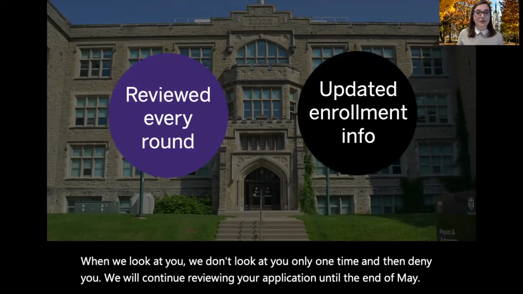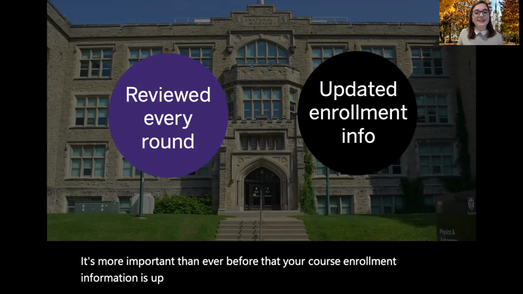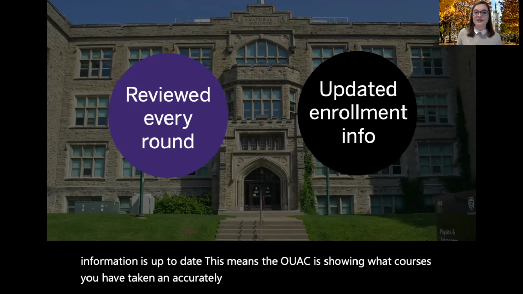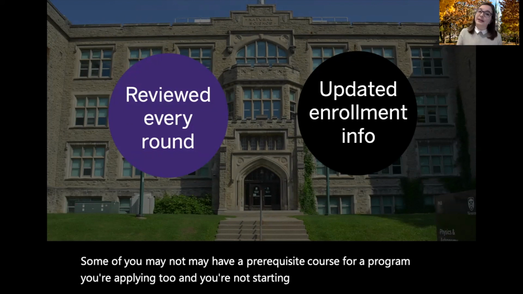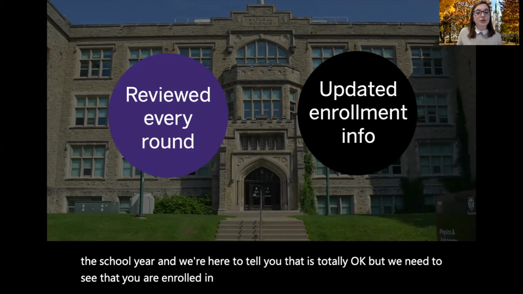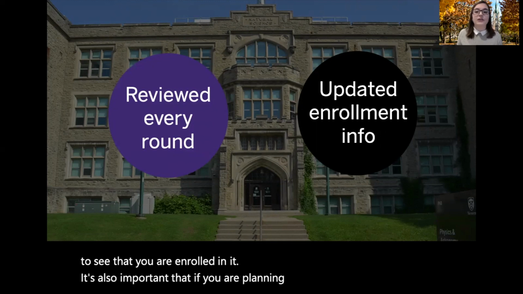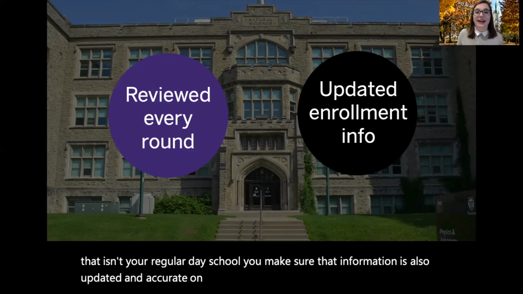It's more important than ever before that your course enrollment information is up to date. This means the OUAC is showing what courses you have taken and accurately shows which courses you will be taking. Some of you may have a prerequisite course for a program you're applying to, and you're not starting that course until very late into the school year. And we're here to tell you that that is totally okay, but we need to see that you are enrolled in it. It's also important that if you are planning on taking a course at a school that isn't your regular day school, you make sure that information is also updated and accurate on the OUAC. That is your responsibility.